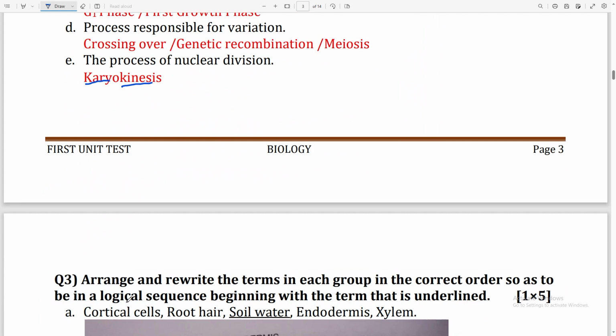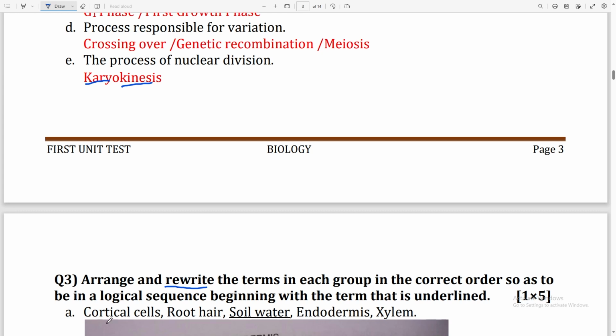Question number 3. Arrange and rewrite the terms in each group in the correct order so as to be in a logical sequence beginning with the term that is underlined. It is mentioned arrange and rewrite. You have to rewrite the terms. Either you can write the terms by putting commas or else you can write the terms by putting arrow marks.